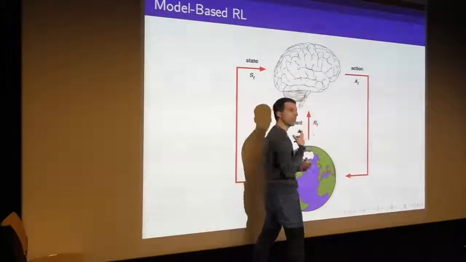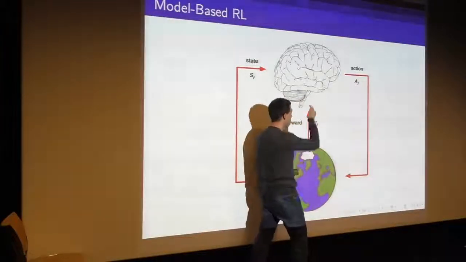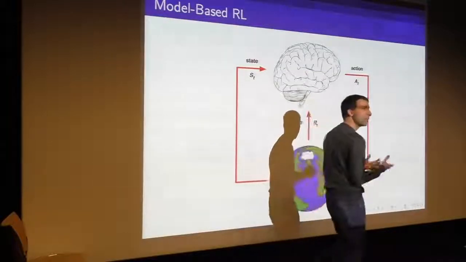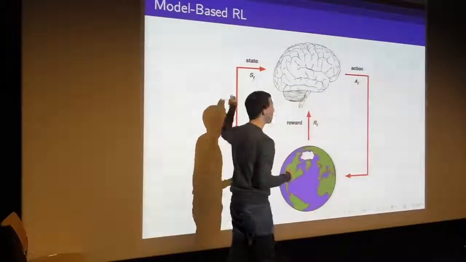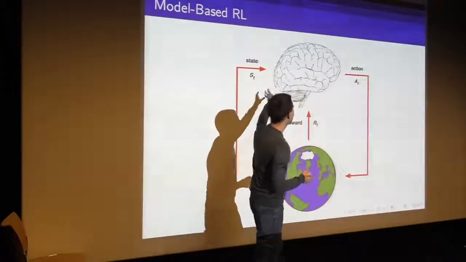It says, well, hang on, I can think about this. I've got this model of the world. I can imagine what would happen if I stepped forward in this world. How much reward would I get according to my model? What state would I end up in according to my model? And then I could pick another action.